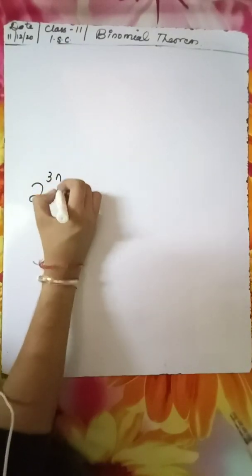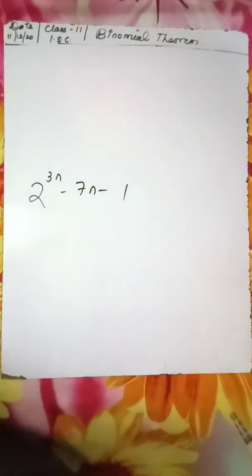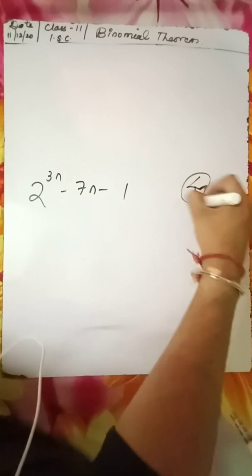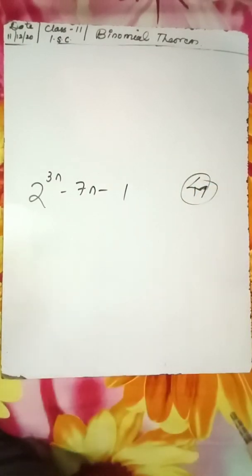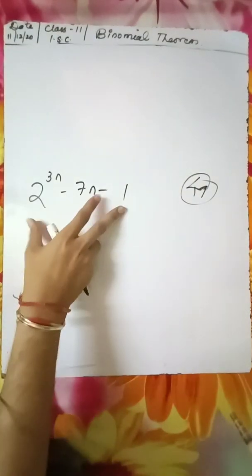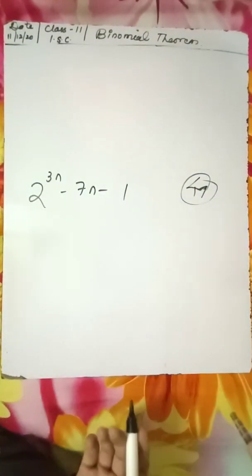Okay, now the 16th question, I'm leaving it for you. By using the binomial theorem, prove that 2 to the power 3n minus 7n minus 1 is divisible by 49. See, such types of questions we have seen in the principle of mathematical induction, where we have taken some lambda and solved that way. Now the question will be asked in such a way that by using the binomial theorem, you have to prove that this is divisible by 49. So how will you do it?